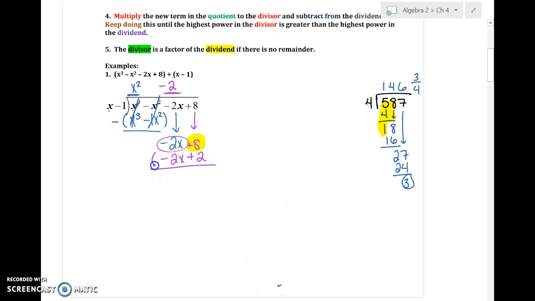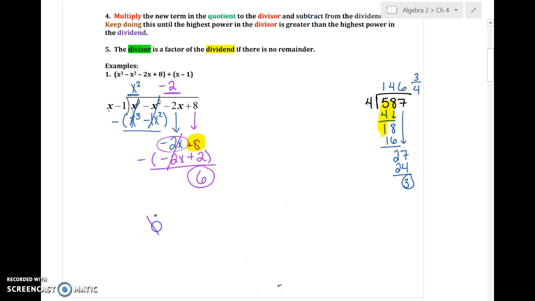Okay, again, we are going to subtract. You have to subtract both of that second thing from the first thing. Negative 2x minus a negative 2x. That should cancel. If it doesn't, you did something wrong. What is 8 minus 2? 6. Is there anything else for us to pull down? No. So this is our remainder.